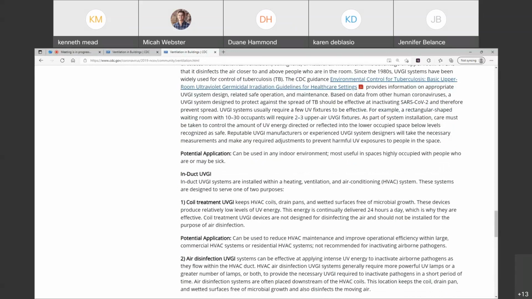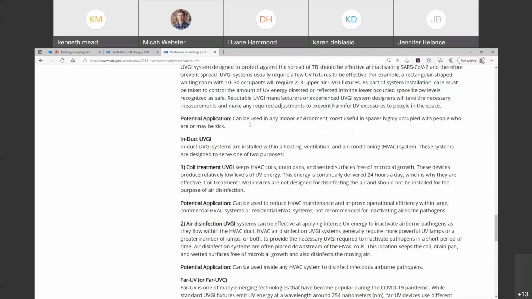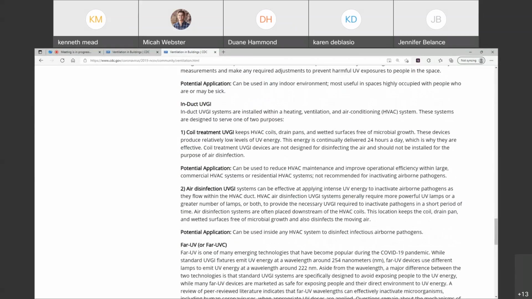Other ways to apply UVGI are in-duct. Because the airflow is really fast in the duct, it requires a much stronger bulb, and so the designer needs to know what they're doing. But if you can identify a reputable designer who's done in-duct installations previously, probably their most experience is going to be in healthcare applications, but not always the case, then you'll be getting somebody who knows what they're doing.